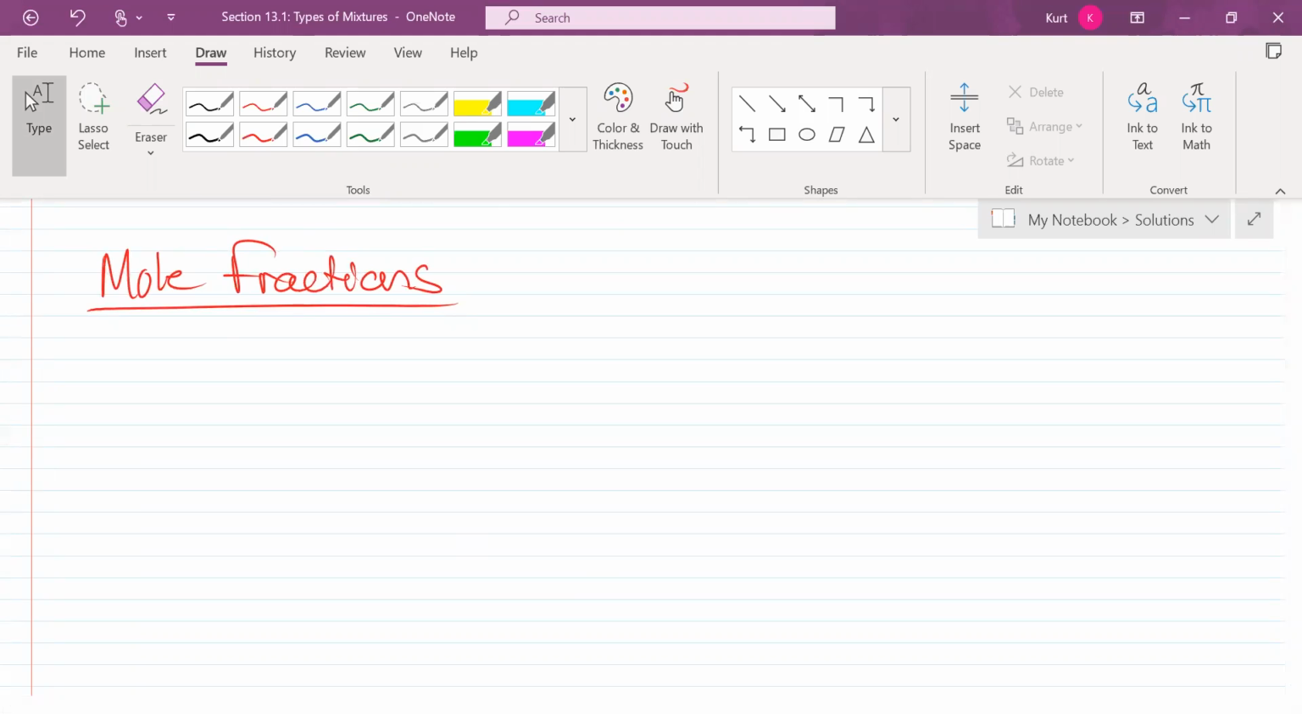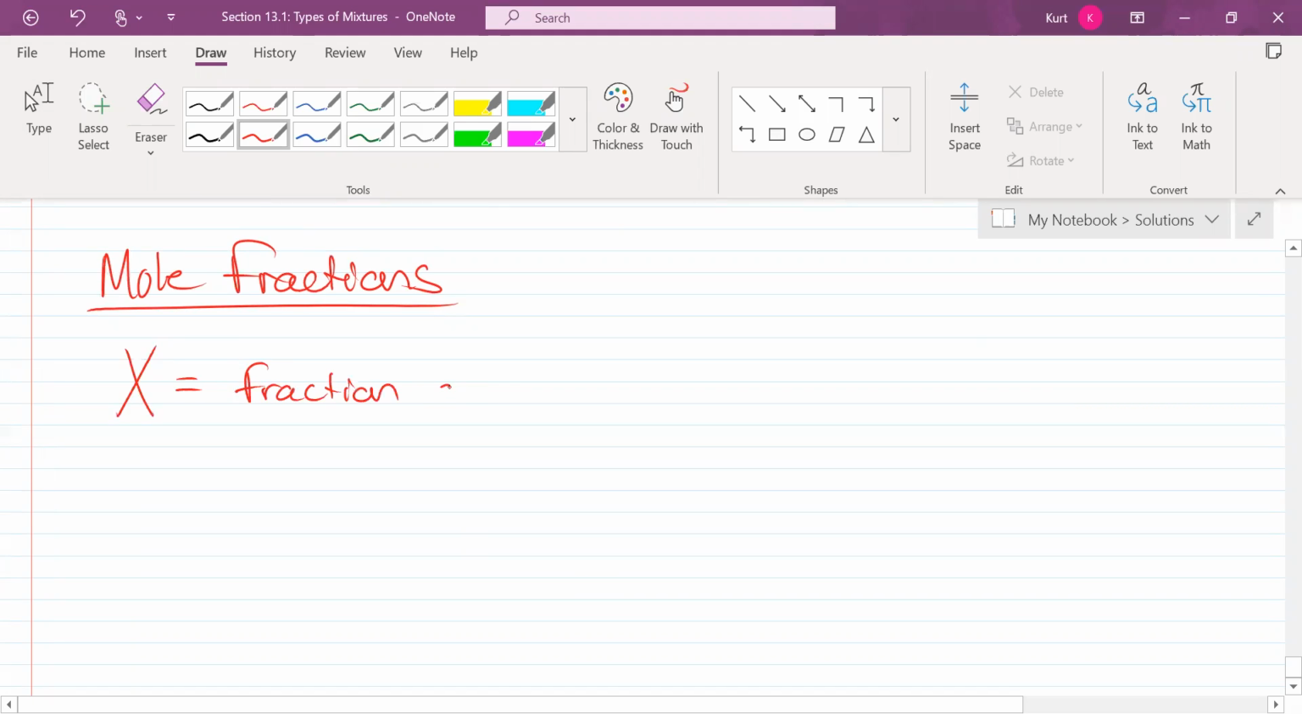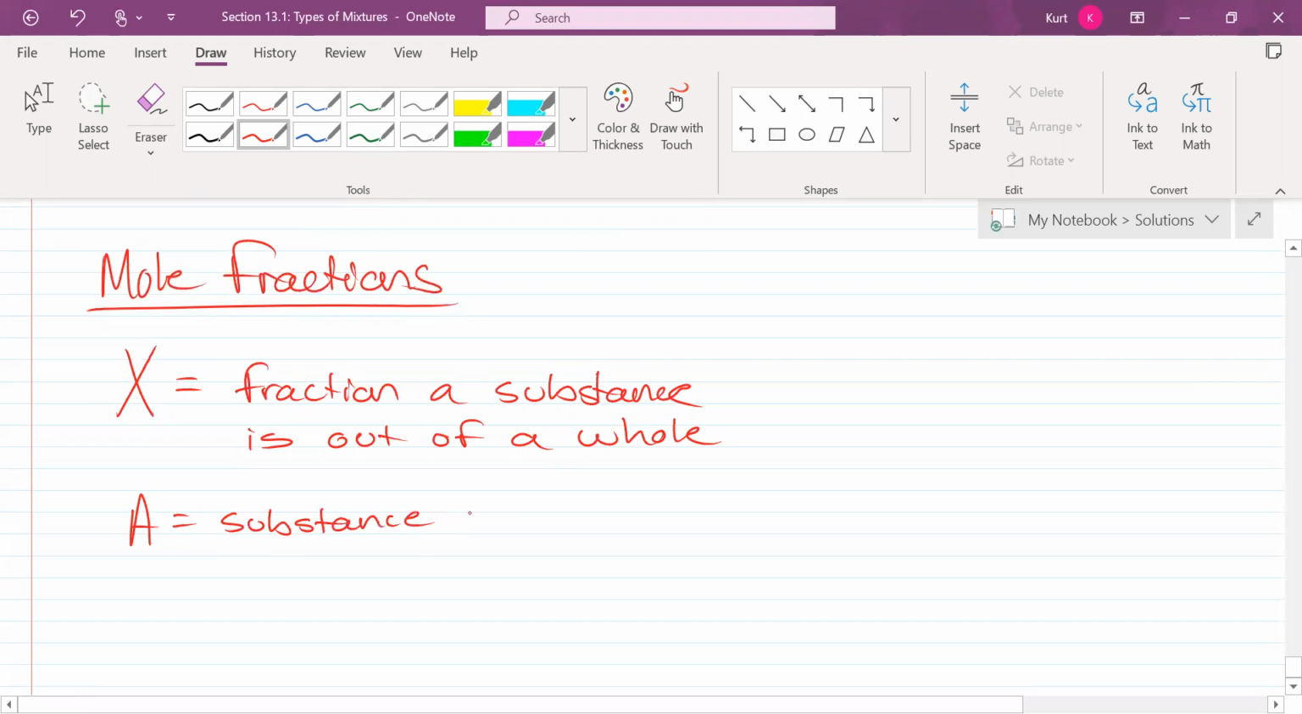I'm going to give you a flat-out example of a mole fraction. Now, X is going to represent the fraction a substance is out of a whole. A is substance A. B is substance B.